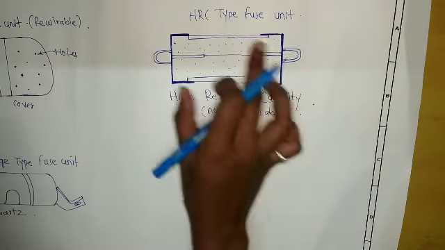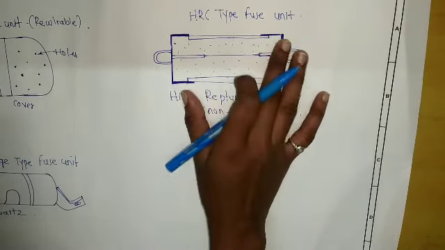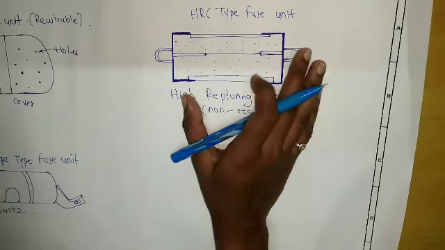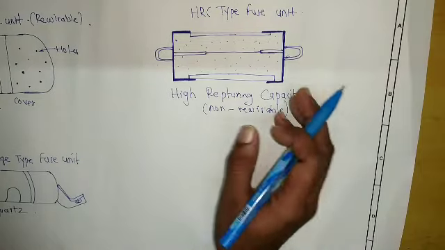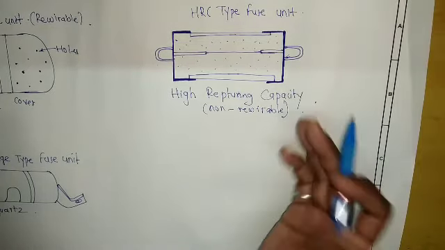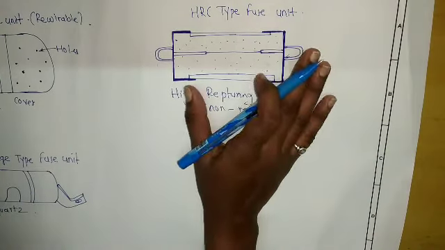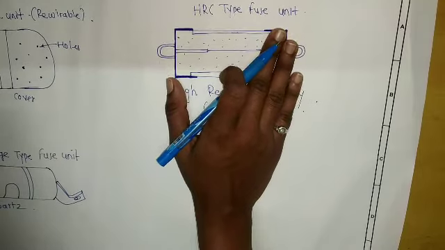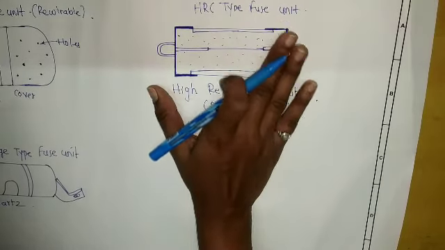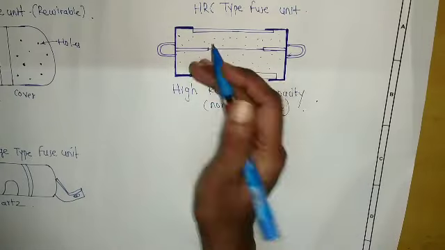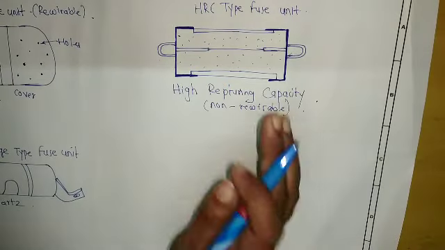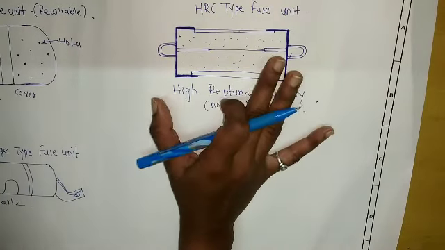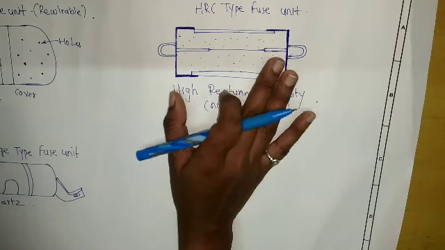The cartridge, that means this covering of HRC, is made of either glass or some other chemical compound, right? It is airtight. There is no entrance of air. Why is it airtight? To avoid the effect of atmospheric air. Whenever atmospheric air enters, there is some effect of it on this fuse. So it is made completely enclosed. That means no air can enter this. It is airtight.